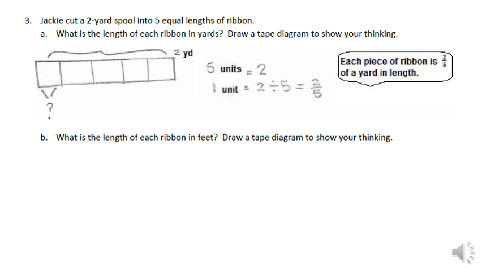Okay, what they're showing you here is Jackie cut a 2-yard spool of ribbon into 5 equal lengths. What is the length of each ribbon in yards? Draw a tape diagram. So you can see this is 2 yards. They cut them into fifths. So just like we show over here, if we're looking for how much 1 is, 2 divided by 5 equals 2/5. So each one of these is going to be 2/5 long.